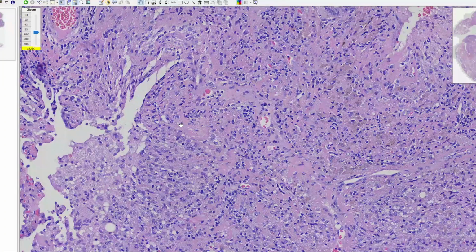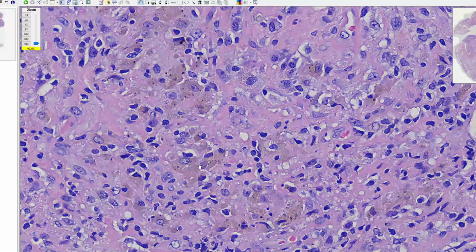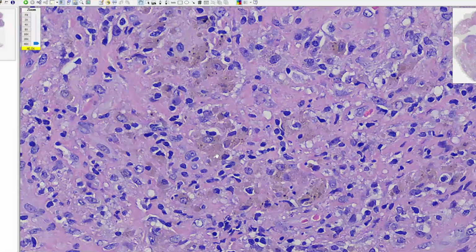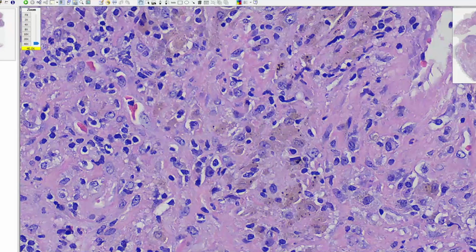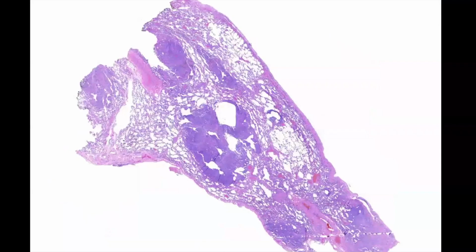And then we also see this pigment here as well. It's a mixture of this fine yellow to brown pigment with interspersed black specks that are associated with these areas. Just want to show another slide which highlights another feature of this.